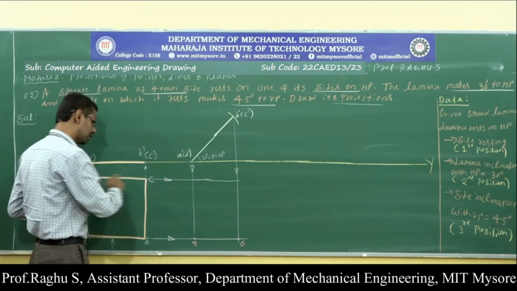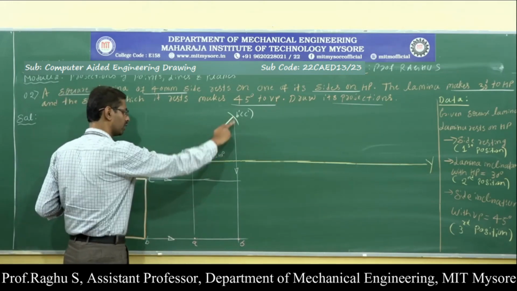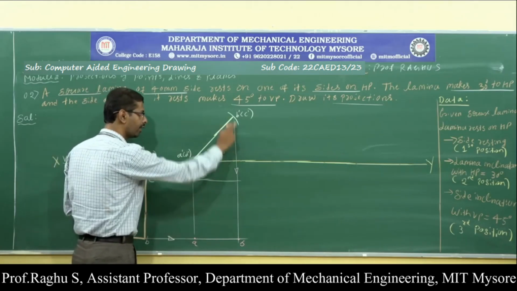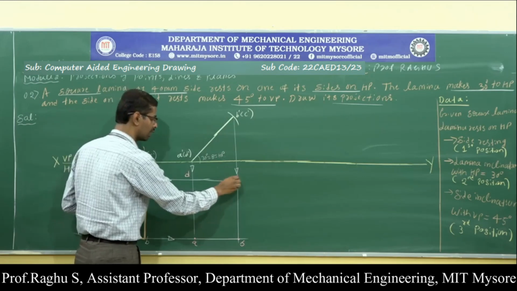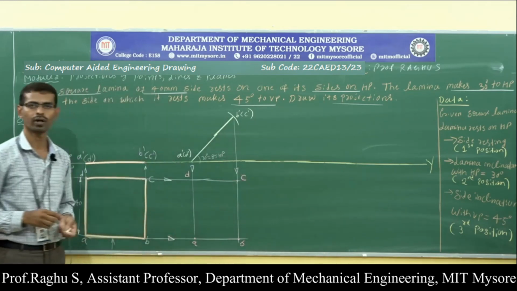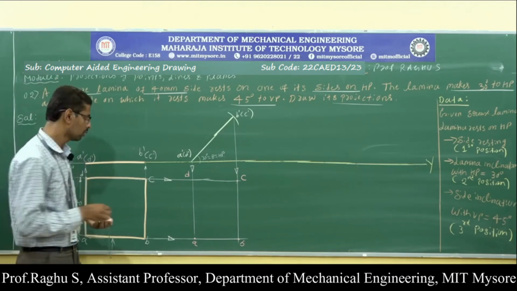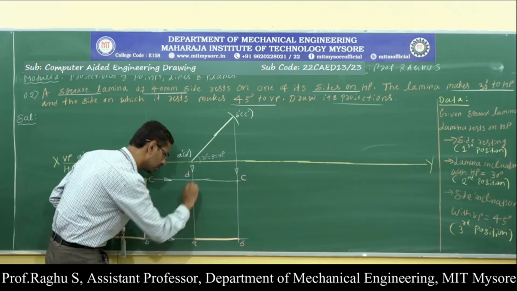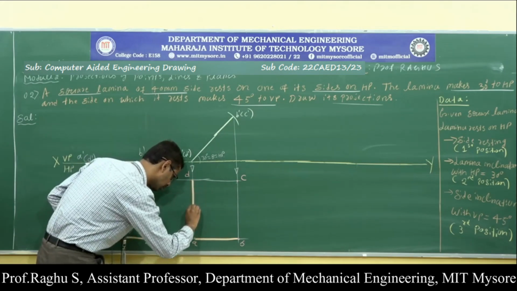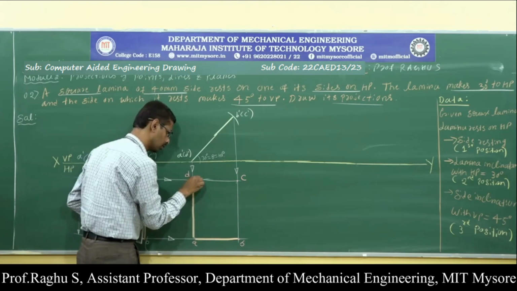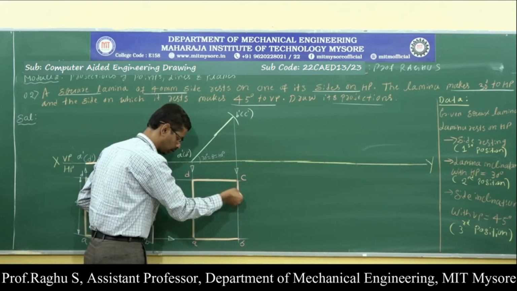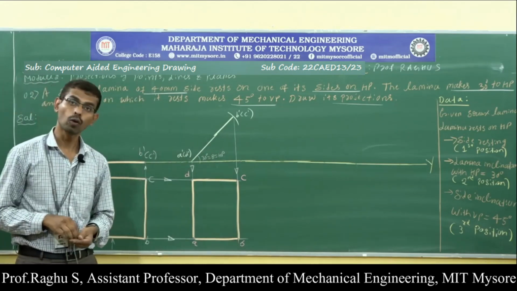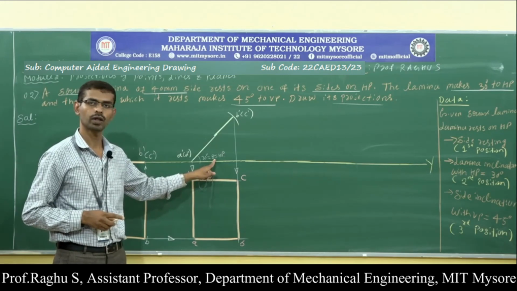Next, horizontal intersection from point D and vertical intersection from point D. So this is point D, horizontal line and vertical line. Horizontal and vertical line, it will give point C. So now, since it is a view, make it dark. Now I have completed the second position, top view, when the lamina makes 30 degree with respect to HP.